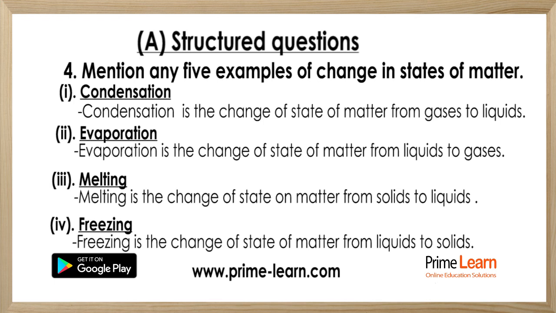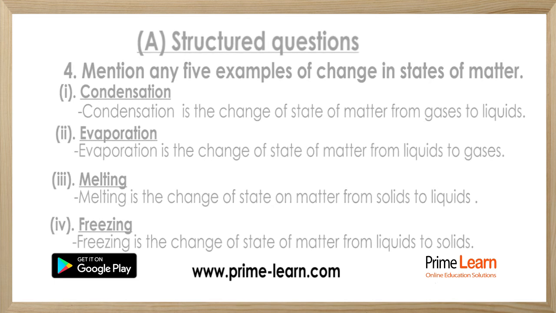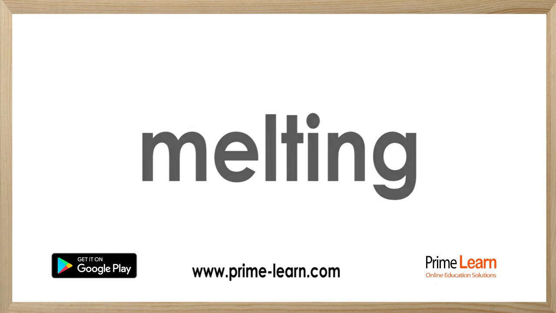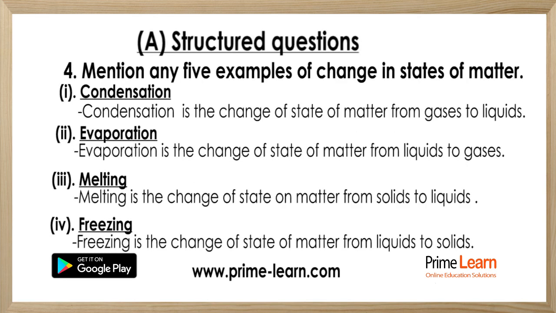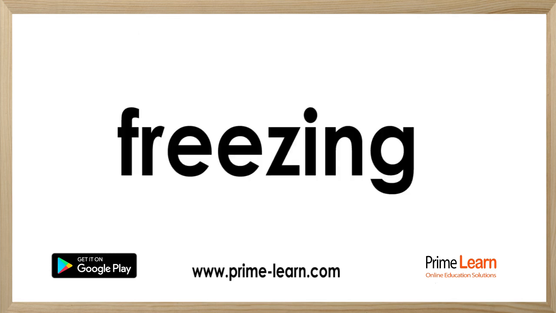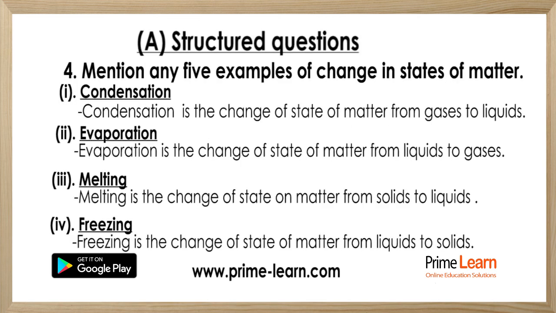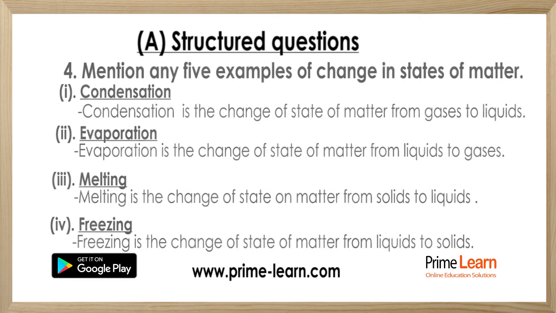Example number 3 is melting. Do you remember what melting is? We said that melting is the change of state of matter from solids to liquids. The word melting is spelled M-E-L-T-I-N-G, melting. The 4th example of the change of state of matter is freezing. F-R-E-E-Z-I-N-G. And we say that freezing is the change of state of matter from liquids to solids.